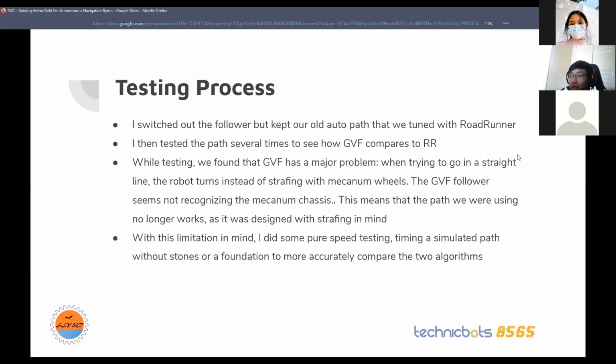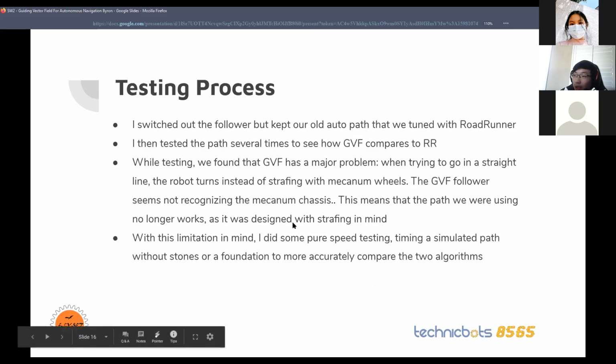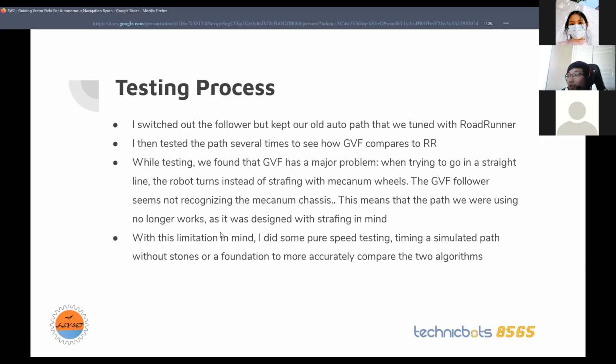When you're trying to go in straight lines, the robot turns instead of strafing with mechanum wheels. I'll show you guys a diagram later so you can visualize it better. But it seems to not recognize the mechanum chassis, and it's instead behaving like a tank drive. So the path we're using no longer works because it's designed with strafing in mind. With this limitation in mind, we didn't have enough time to rewrite our entire path with GVF. So instead, we did some pure speed testing. We just timed a simulated path without stones or foundation, so we can compare the two algorithms' speed without having to worry about strafing or turning.